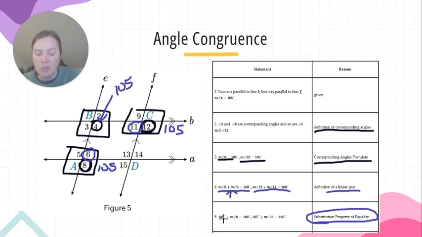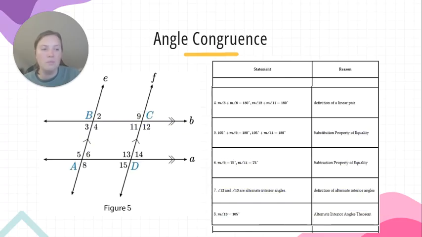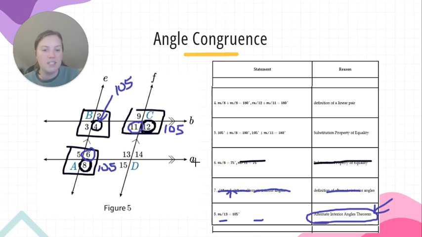So we're replacing anywhere we see a measure of angle 8 with 105, and anywhere we see a measure of 12 with 105. So now we've got these new equations that say 105 plus the measure of angle 6 is 180, and 105 plus the measure of angle 11 is 180. And we've done that with substitution. So remember, you need to know what substitution is so you can plug it in here for the reason. Now, let's move on to our next step. I'm going to erase this side here so I don't lose any of my work.